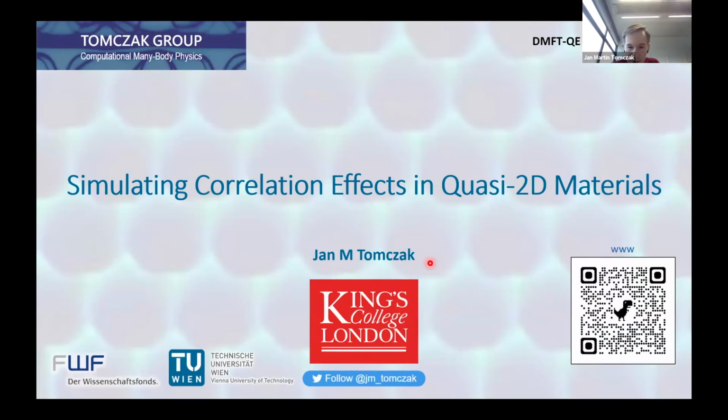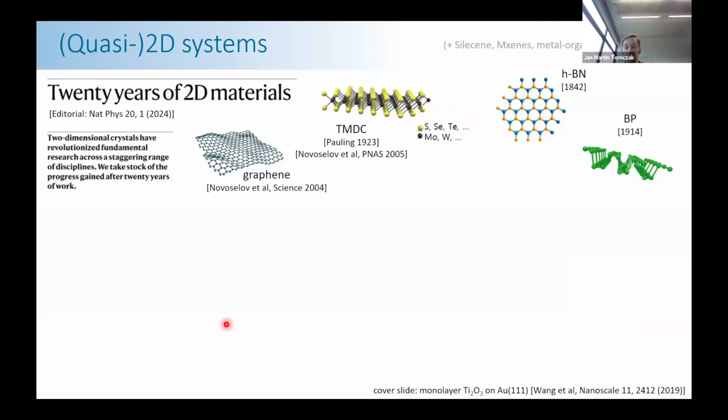My name is Tomczak. I'm now at King's College London most of the time, and some of the time still in Vienna at the TU. And I will be talking about quasi-2D systems and their simulation.